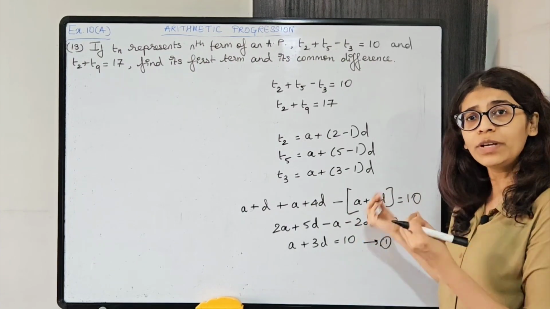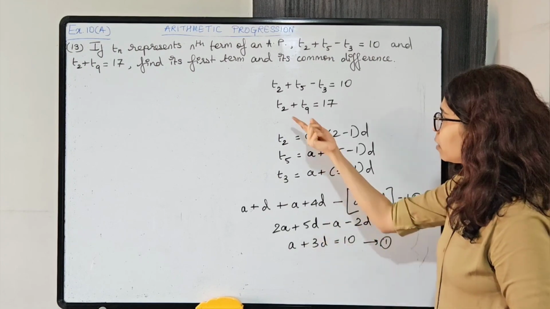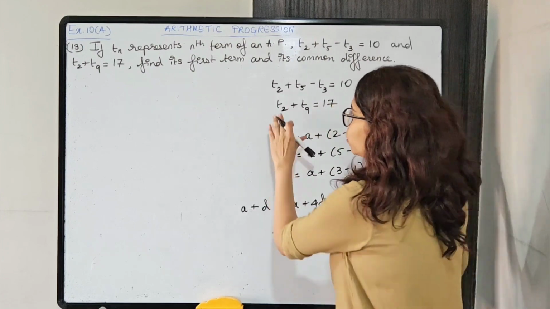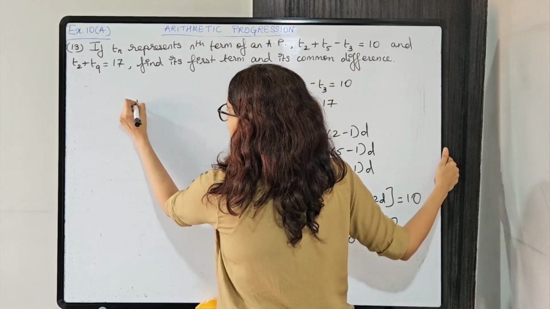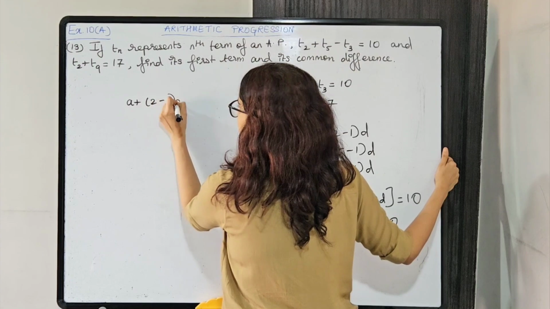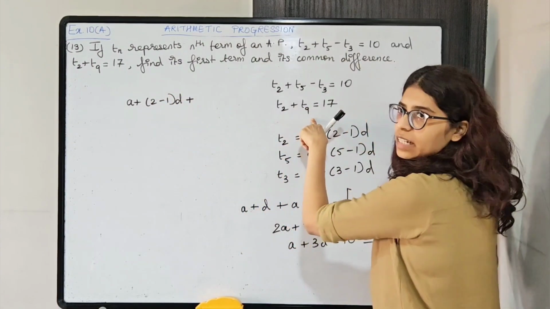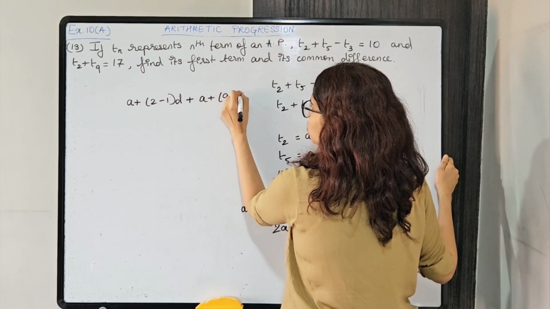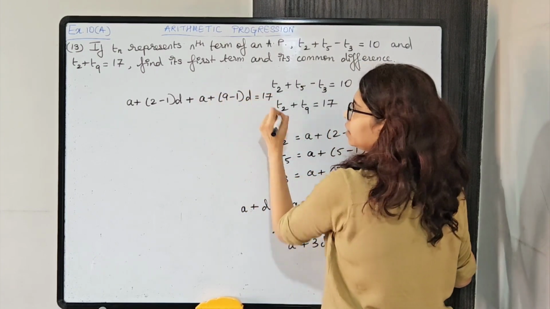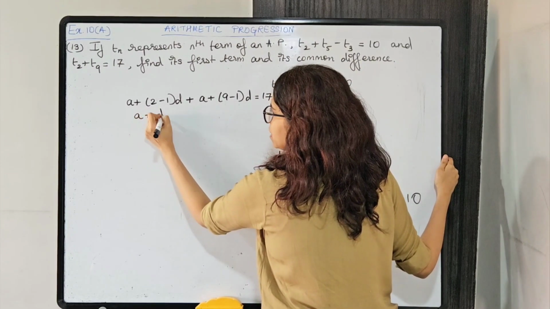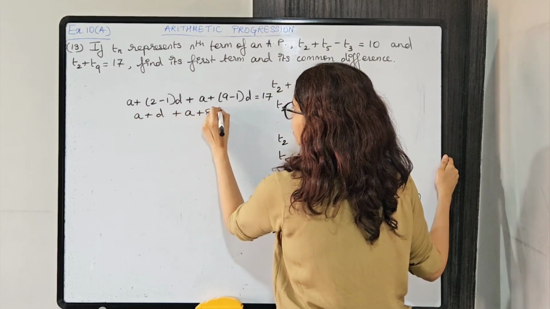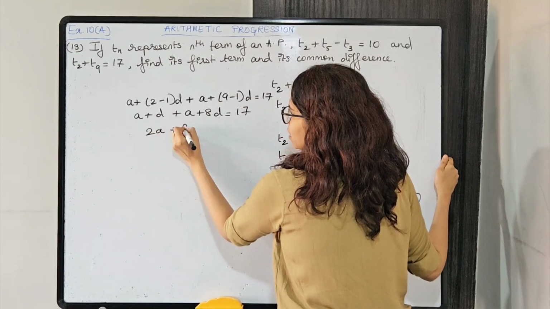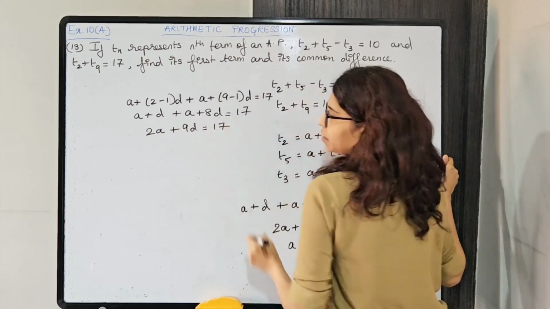Same way you will get one more equation in terms of A and D on solving this. T2 plus T9 is equal to 17. So what will T2 be? A plus 2 minus 1D, plus T9. So T9 is A plus 9 minus 1D is equal to 17. This will give A plus D plus A plus 8D is equal to 17. This gives 2A plus 9D is equal to 17.